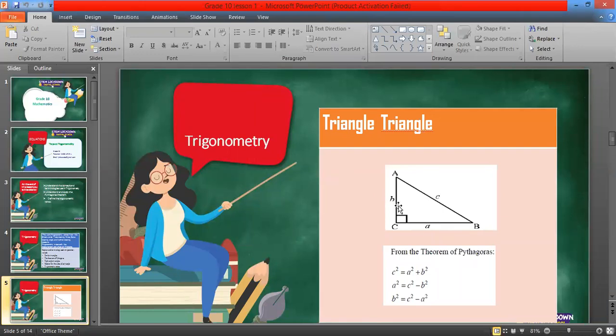I'm sure most of you have been dealing with this from the lower grades. To find the hypotenuse, we take the sum of the squares of the other two sides. To find either of the other sides, for example B, B squared equals C squared minus A squared. And if you need to find A, A squared equals the hypotenuse squared, C squared, minus B squared. All right, so that is the right angle triangle.